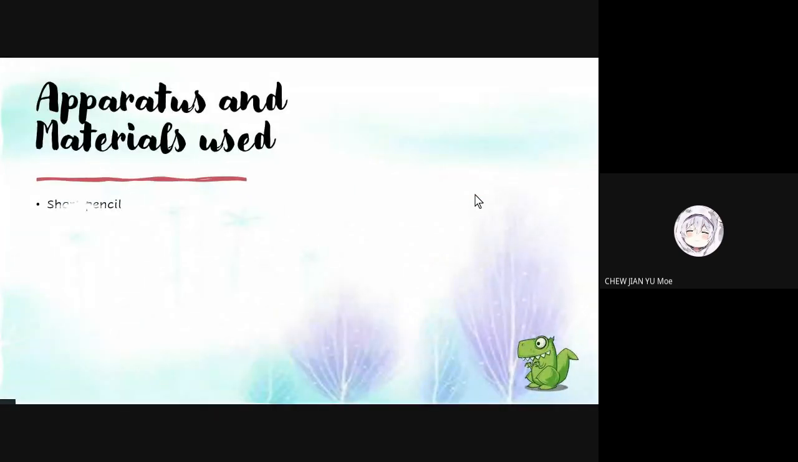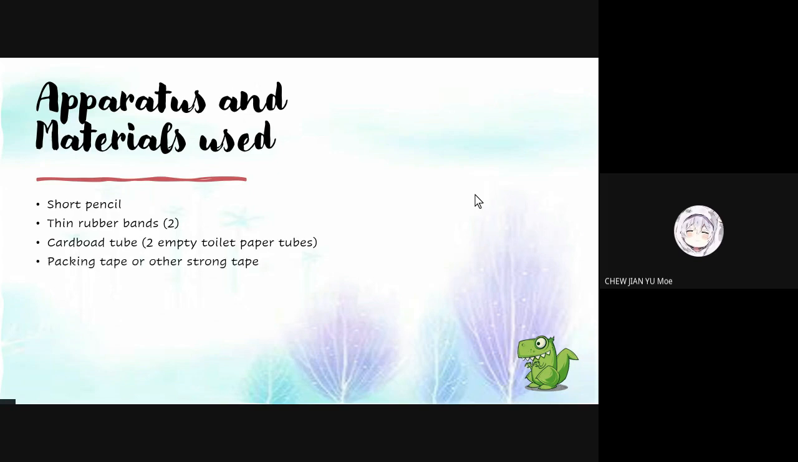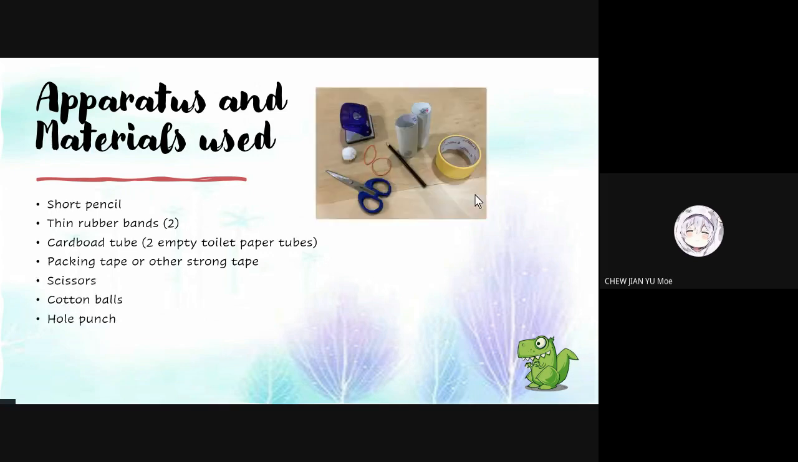Second, the apparatus and the materials used are a short pencil, a thin rubber band, two cardboard tubes, packing tape or other strong tape, scissors, cotton balls, and a hole punch.